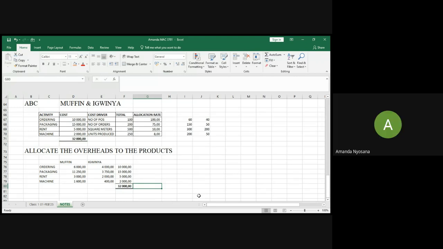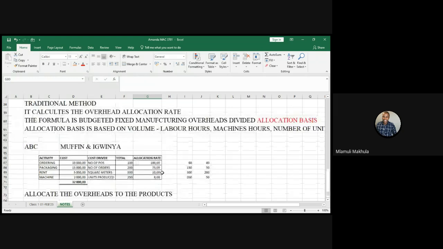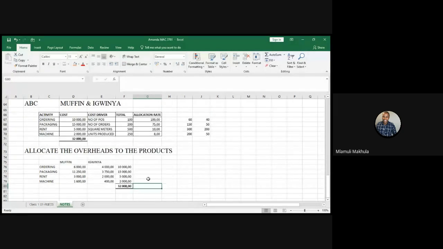Whereas if we're looking at the traditional method, my friend, you know what it would have done? You would have said, let's see, you're sure these are your total overheads. Which one can I use here? What's the relationship? Maybe I can just use the square meters. So traditionally you would have just said 32,000. Let's look at the traditional as an example.